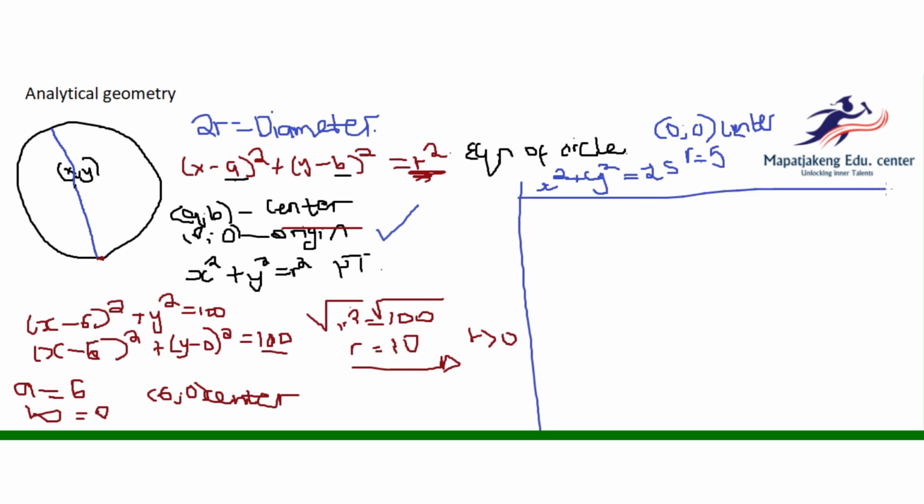Another case can be x squared plus 8x plus y squared minus 3y is equal to negative 6.